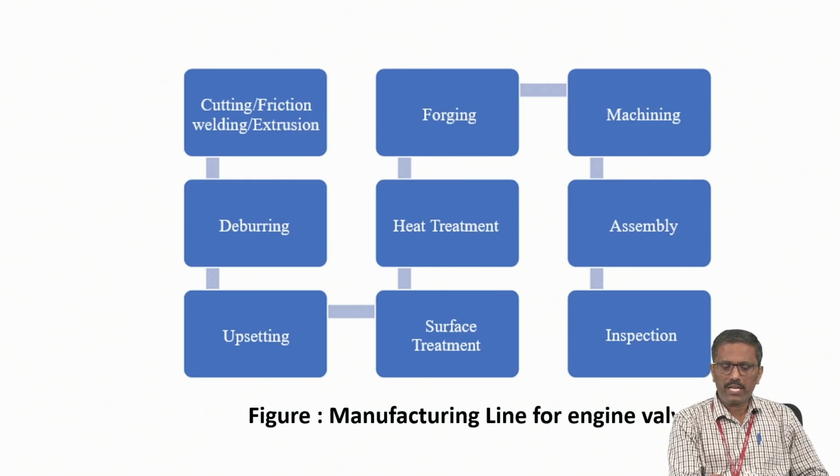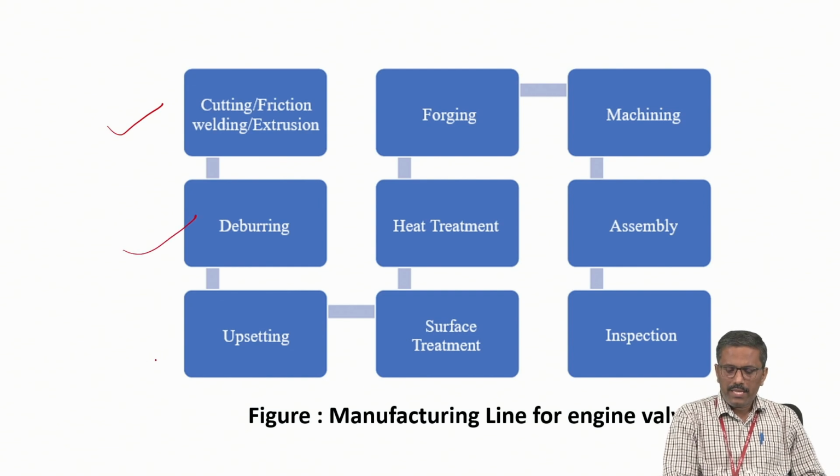This is the sequence of steps we follow for manufacturing an engine valve. First we take the raw material and cut it into the desired length or dimensions, and then we use friction welding or extrusion to get a cylindrical rod, and then we go for deburring for finishing. The next step is upsetting to get the face of the valve, and then we go for surface treatment to improve the properties.